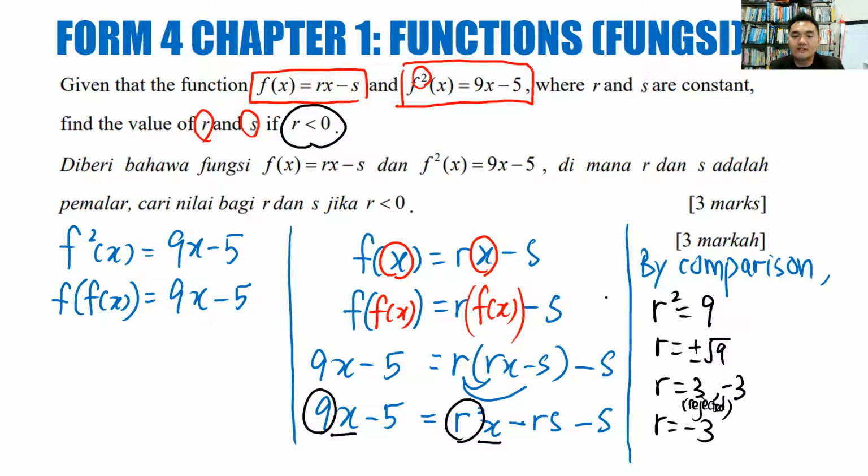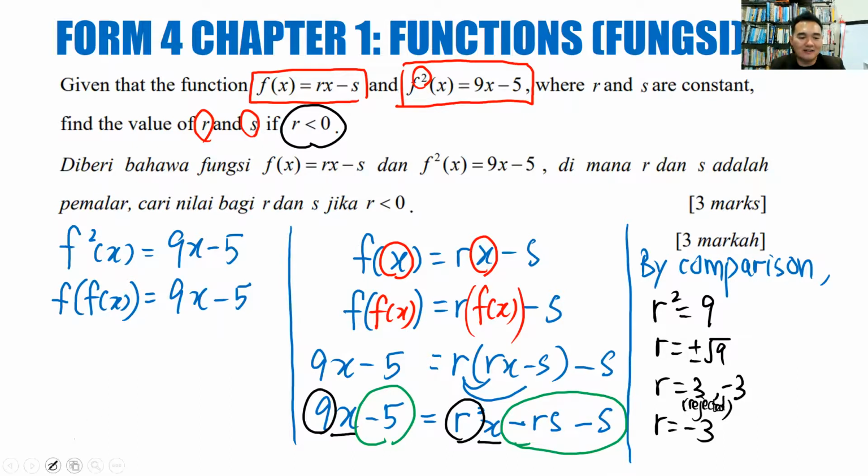So what you can do is you still can continue to find s using the comparison method again. Everyone, see carefully. On the left hand side, there's no coefficient for x at all, there's no coefficient for x squared. You only have the constant negative 5. And the right hand side, this whole thing is also considered a constant because there's no x next to it. So that means negative 5 equals negative rs minus s.